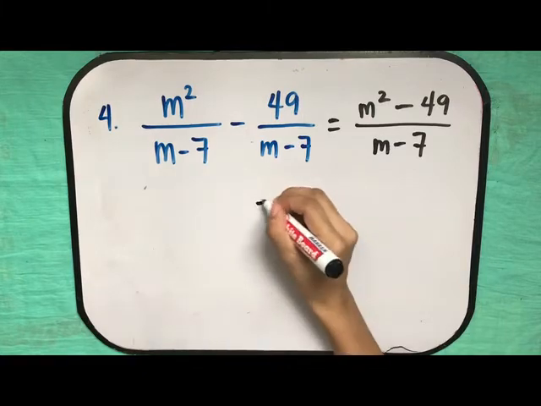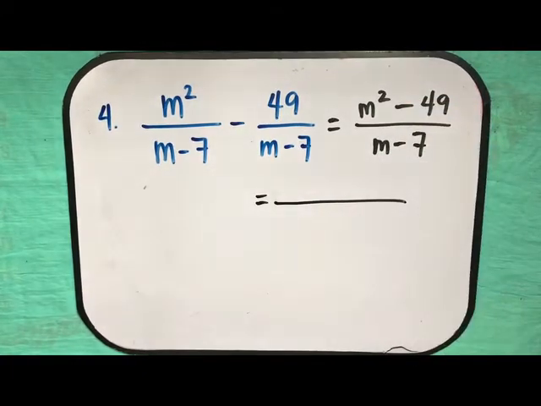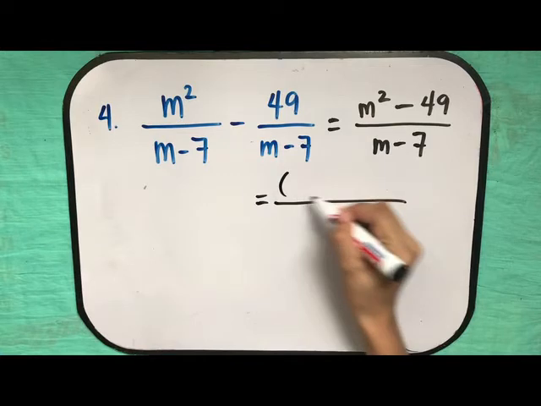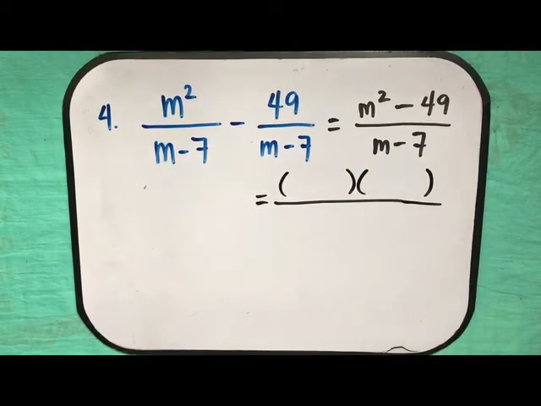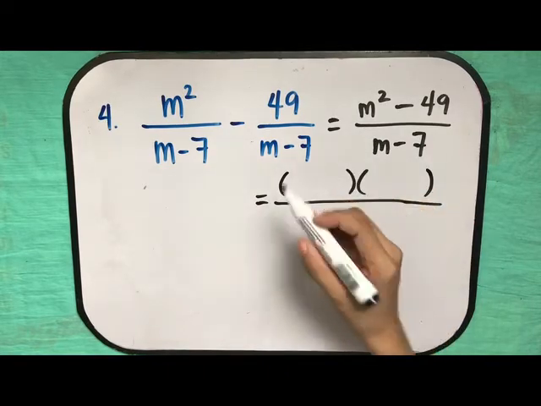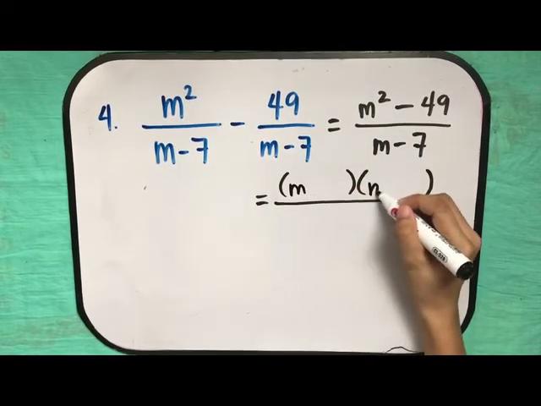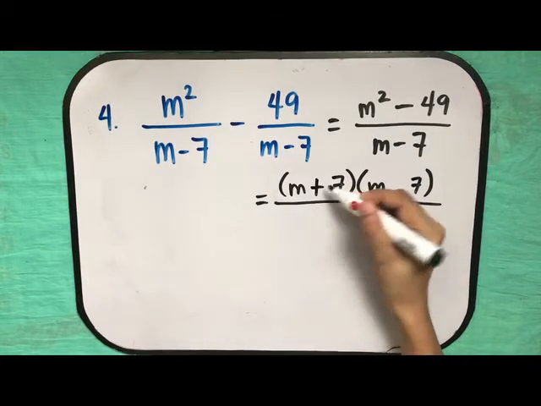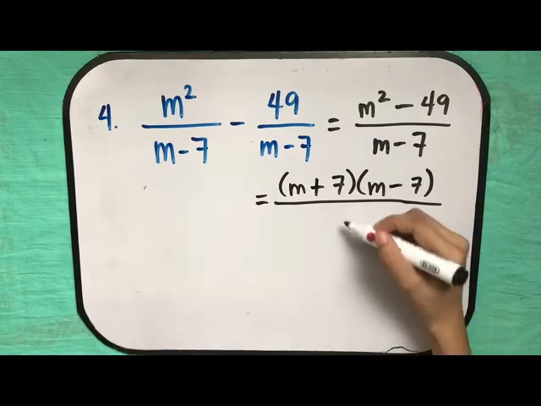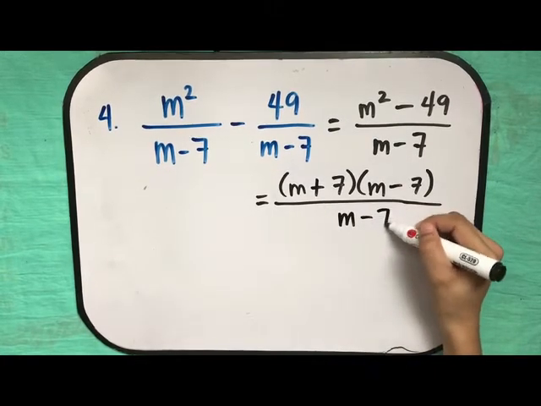Okay, since this m squared minus 49 is a special case, which is a difference of two squares, it means we will be applying the factoring for that special case. We'll have two binomials as our factors, and then get the square root of each term. Square root of m squared will have m, and square root of 49 will have 7. And then for the pattern of difference of two squares, the factors will have plus and minus sign. And then copy the denominator, m minus 7.